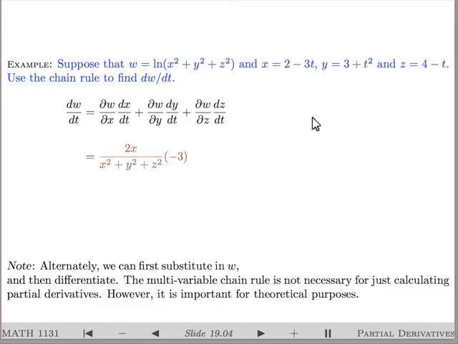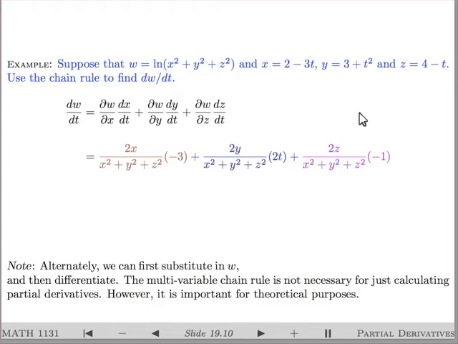Now we do the same thing for y. dw over dy is just like dw over dx. First differentiate for ln, then differentiate the inside. This time I get 2y for that. And then find dy over dt, which is 2t. And finally z, where we get 2z over x squared plus y squared plus z squared for dw over dz, and negative 1 for dz over dt.